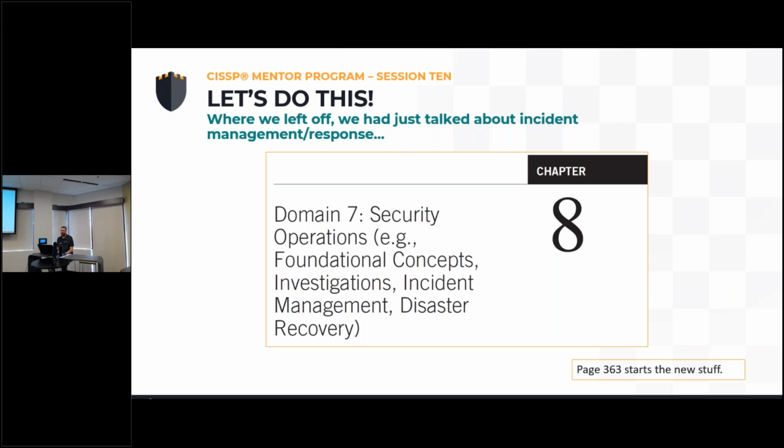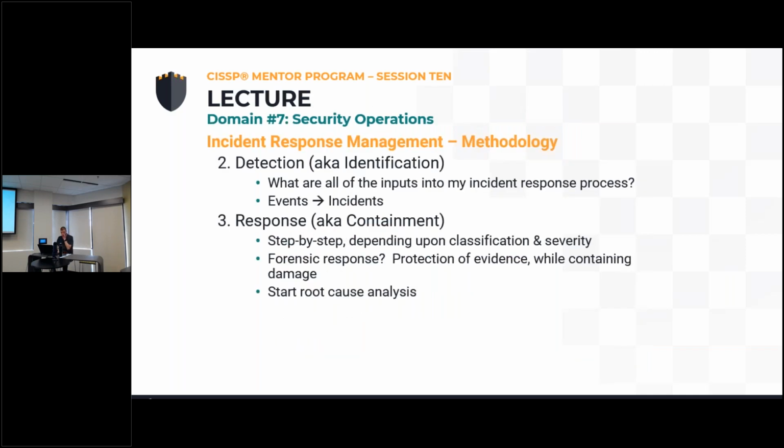All right. So when we left off, we were talking about incident management, incident response. So we will start at page 363 there for the new stuff. We're going to start with this. This will be fun. For those that are online that didn't hear, I have not looked at the slides at all because it was supposed to be Evan presenting tonight. So we'll see what happens until he gets here.